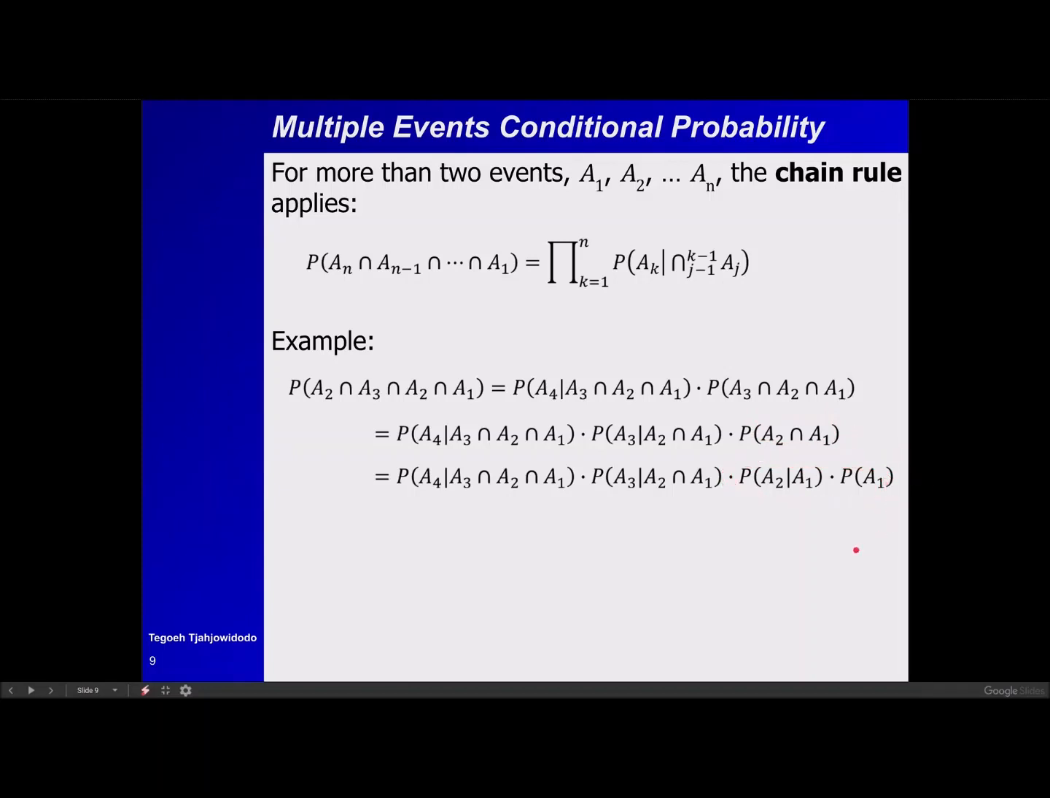This is what we call the chain rule. So the probability of these 4 events occurring together will be equal to the probability of A4 given A1, A2, A3 occurring together, times the probability of A3 given that A1 and A2 occur together, times the probability of A2 given A1, times the probability of A1.